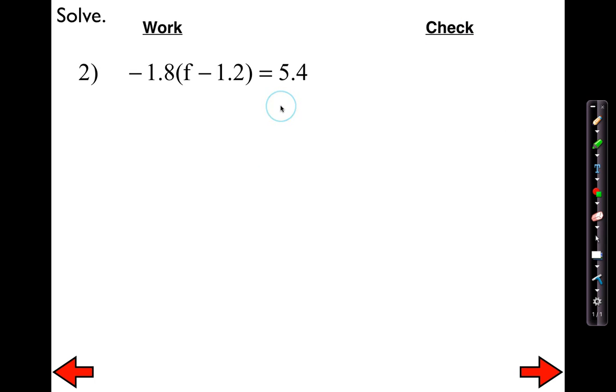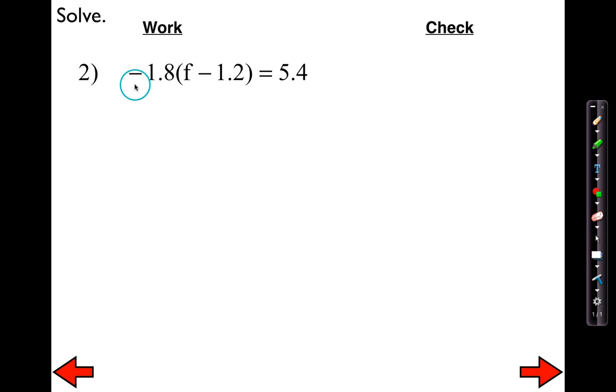Okay, so number 2, we're going to kick it up a notch. In the first one, we had integers, but now we have decimals. So is there anything really different with this particular problem? The answer is no. Everything is the same except instead of distributing a whole number, we're going to be distributing a decimal. So I'm going to go about the same steps.